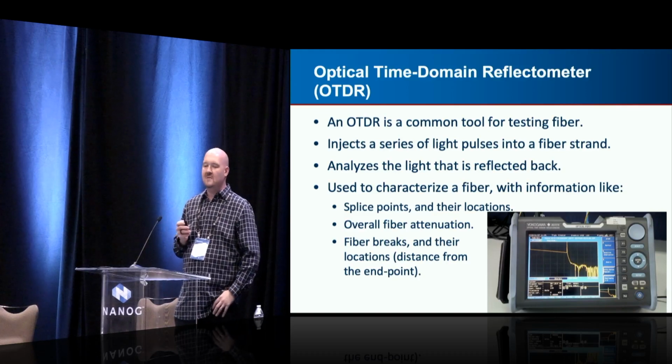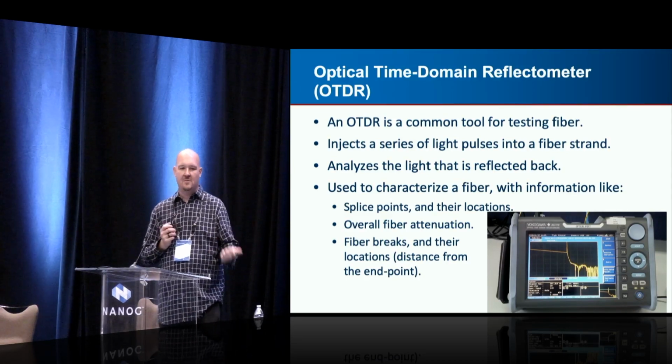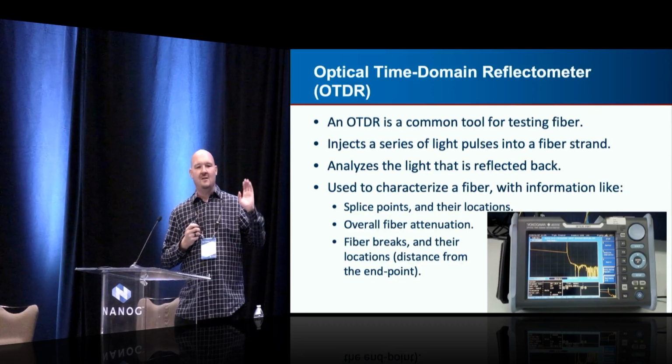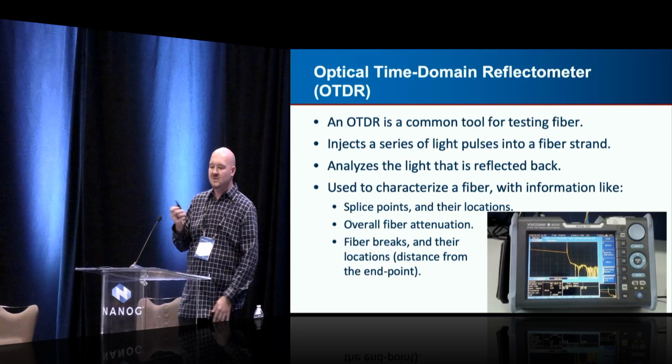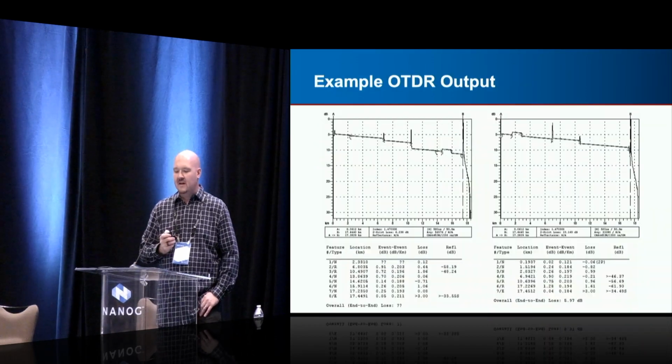So you typically use that when you're provisioning a new fiber or troubleshooting it in some way, trying to figure out where the cut is. It'll tell you 27 kilometers down this span is where the issue is. Here's an example of what that output looks like.